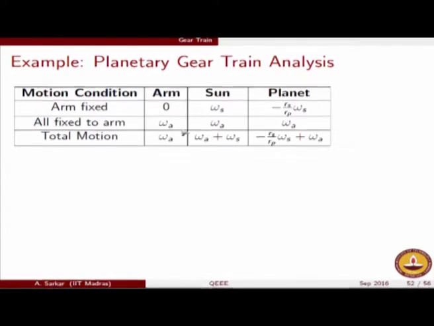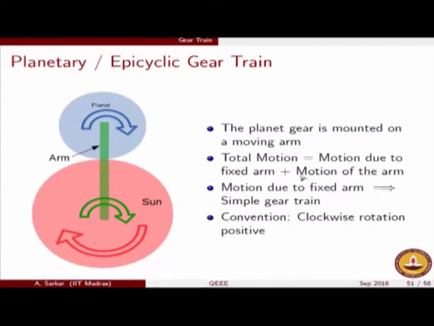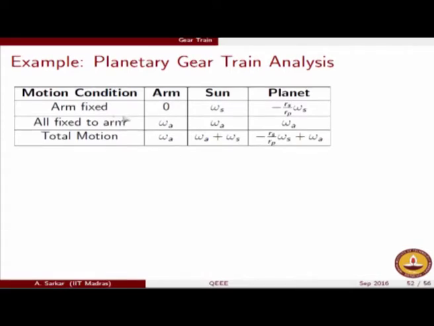You may get confused with this line, thinking how is it possible that everything is moving at the same speed. This is a hypothetical condition that everything is fixed to the arm. If everything is fixed to the arm, everything will have the same speed. But this comes from the relative velocity idea that the total motion is motion due to the fixed arm plus motion of the arm itself. So in the first line we have considered motion due to the fixed arm, and in the second line we are considering everything else is fixed to the arm. Therefore the total motion is a simple summation of all these.